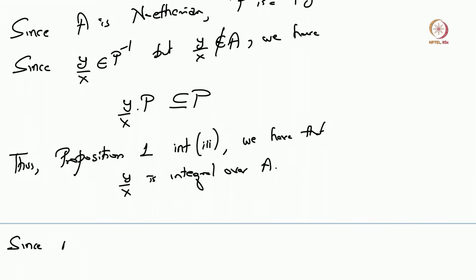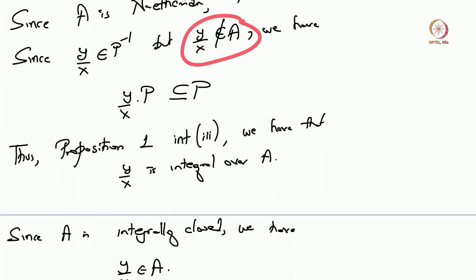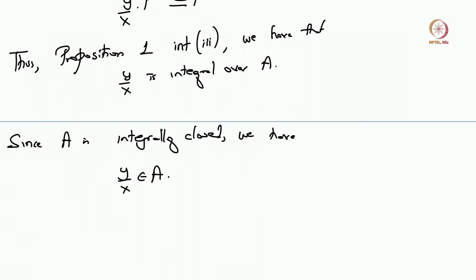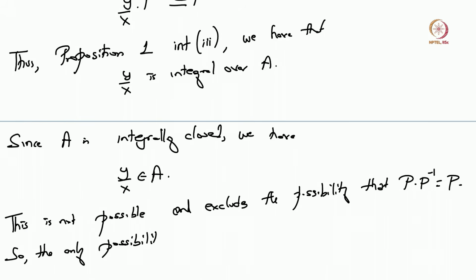But since A is integrally closed, y over x belongs to A itself, but this contradicts our hypothesis that y over x was an element that doesn't belong to A. So we've excluded the possibility that P times P inverse is P, and so the only possibility now is that P times P inverse is A. This is not possible, and excludes the possibility that P times P inverse is P. So the only possibility is P times P inverse equals A.